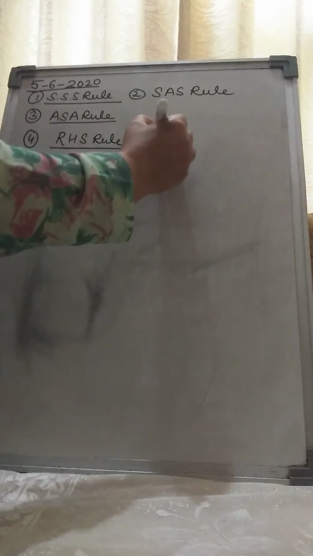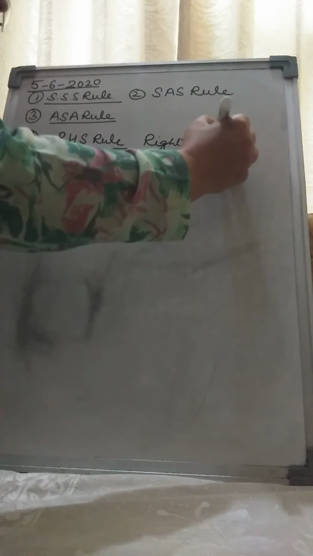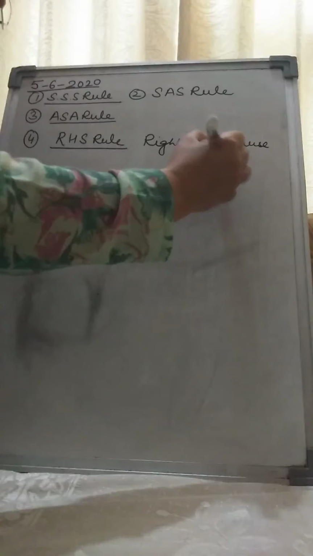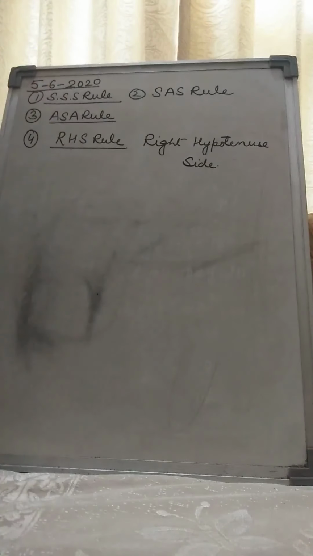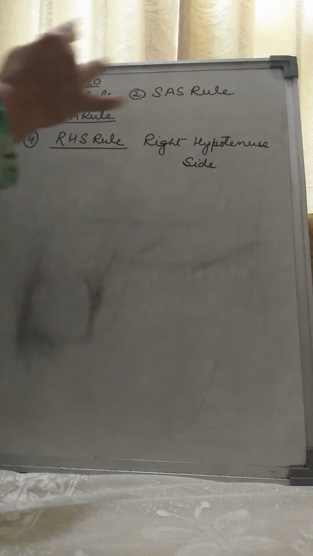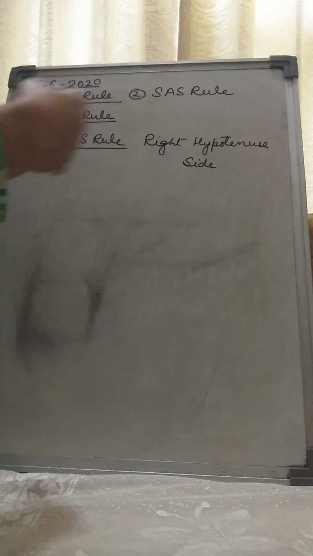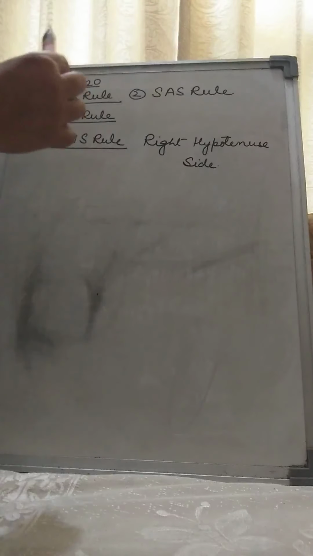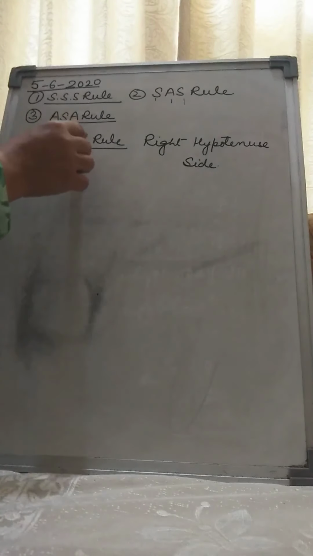R stands for right, H stands for hypotenuse, and S stands for side. Each capital letter has a meaning. Here this is for side, side, side. Means all the three sides of both the triangles are given, all the three means more than two. Two or more than that will be given. Side, angle, side. Angle, side, angle.